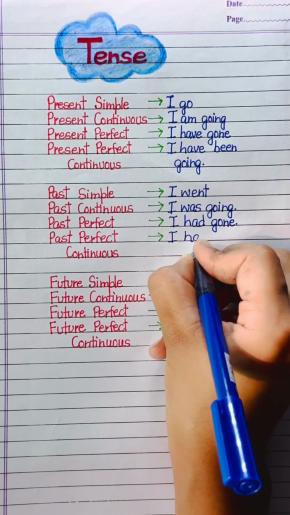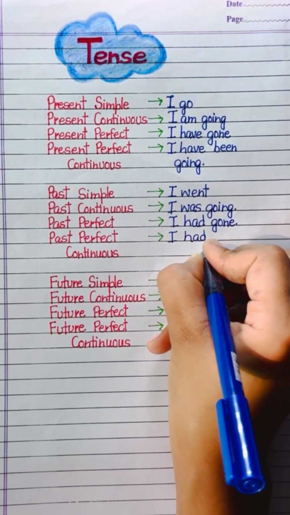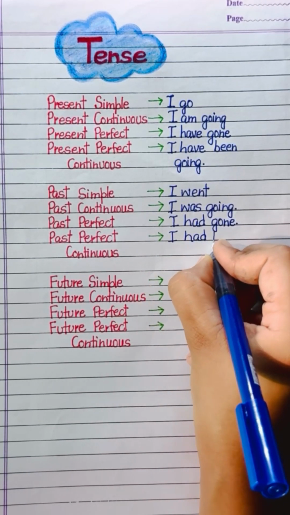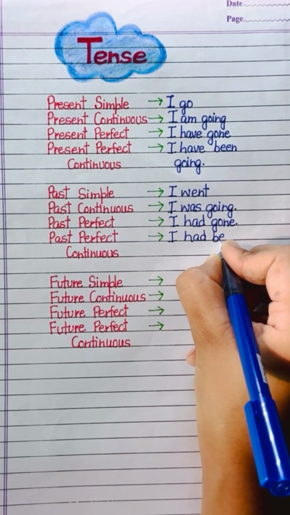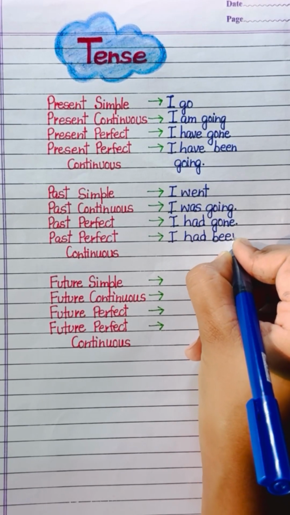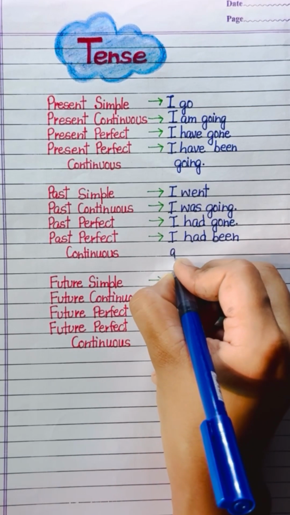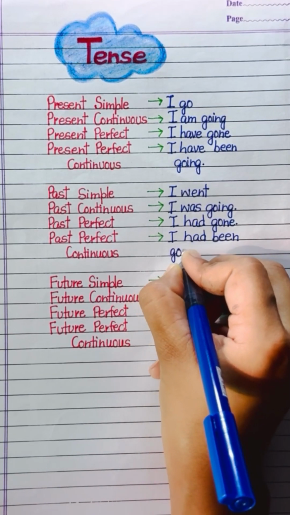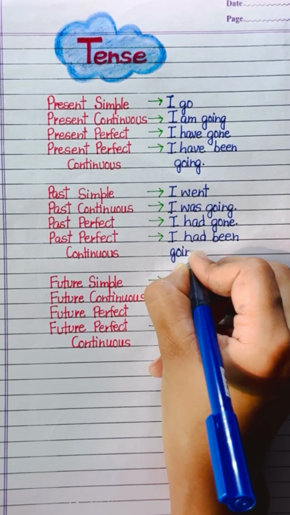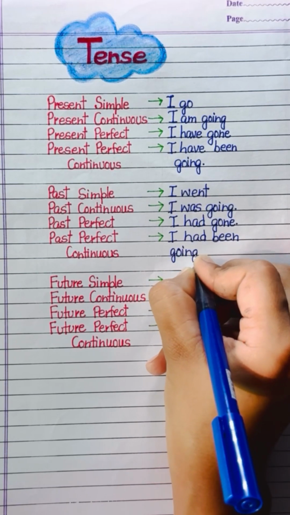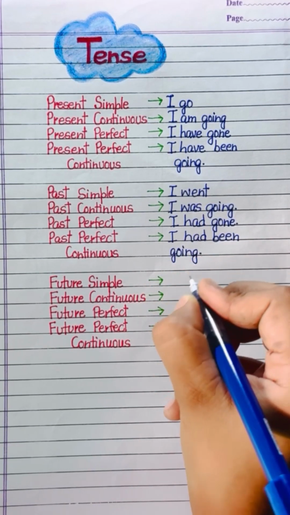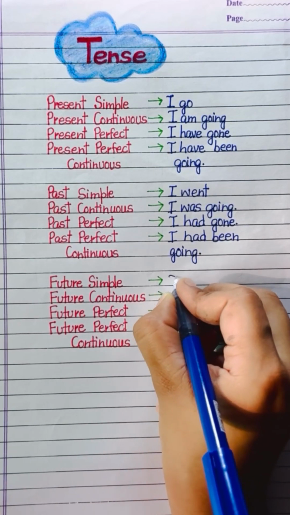In continuous we use ing form. Here we have only had, so I had been going. You can see the pattern that in present perfect we use have, and in present perfect continuous we also use have been, and the same happens in past perfect and past perfect continuous.